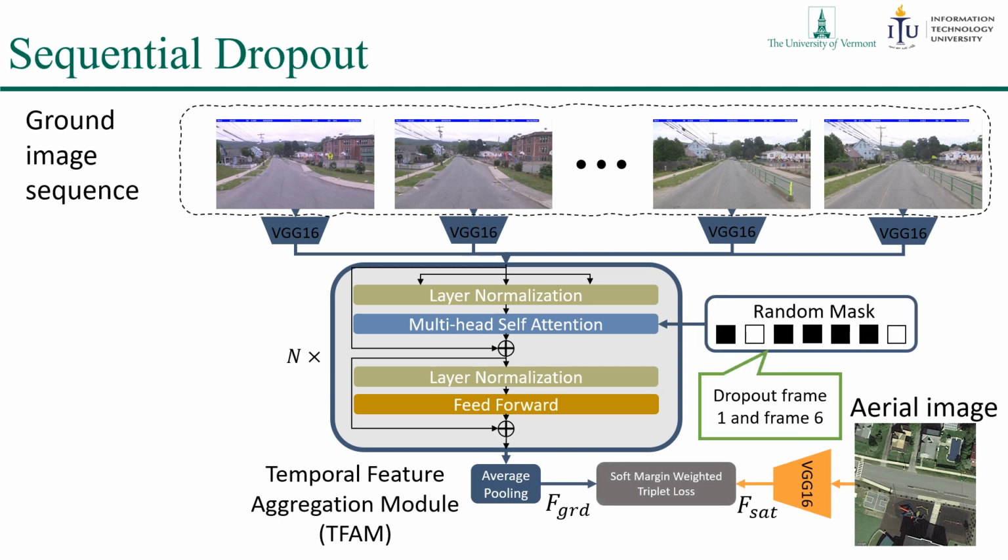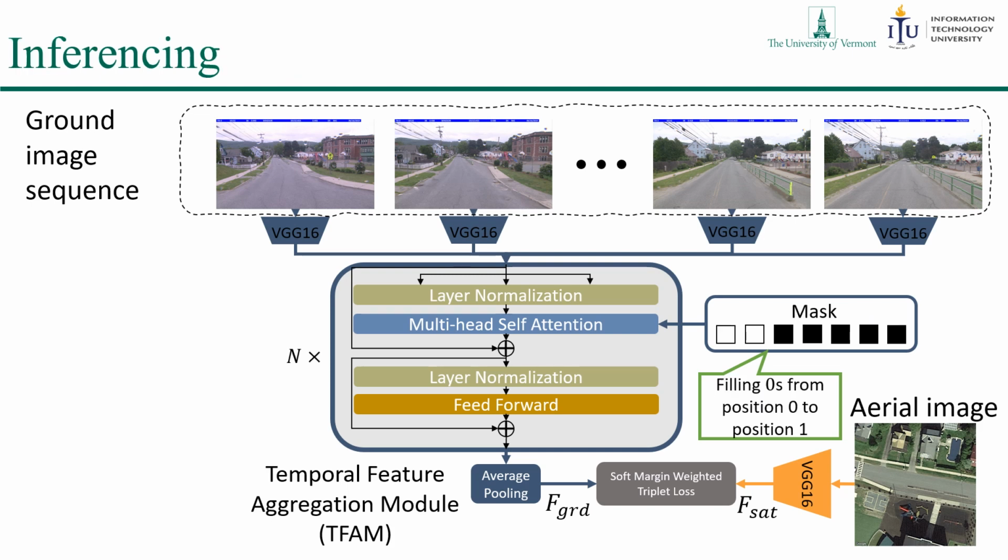In real-world scenarios, the number of ground images can vary. To tackle this problem, we propose sequential dropout, known as SD, which drops out ground images by a random mask. As shown in this slide, we fill 0 in index 1 and index 6, which means that frame 1 and frame 6 are dropped out. During the inference stage, we can simulate different sequence lengths by filling zeros in certain positions. Here, we fill in zeros in index 0 and 1 to drop them out and obtain a sequence with a length equal to 5.